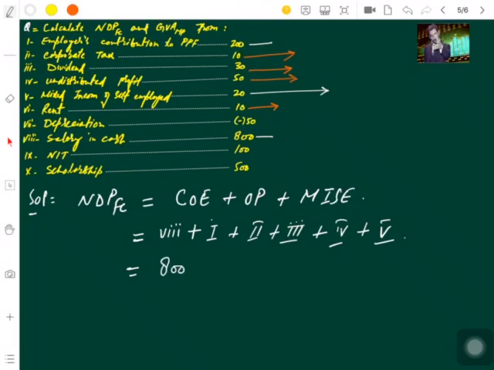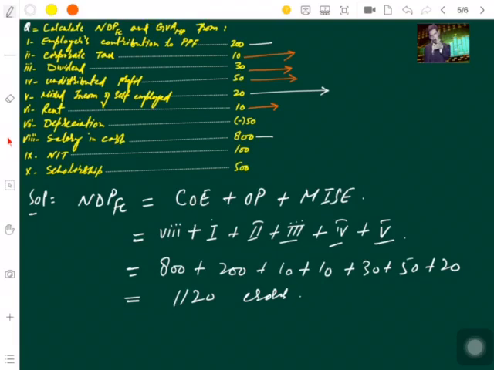So NDP at FC is equal to 800 plus 200 plus 10 plus 10 plus 30 plus 50 plus 20, which is equal to 1000, 1020, 1050, 1100 and 1120. This is 1120, let us say, crores. This is NDP at FC.